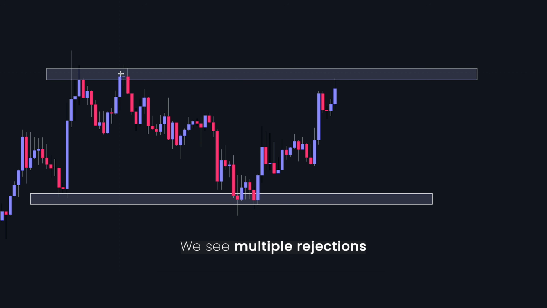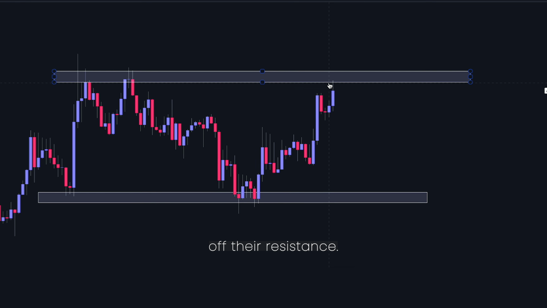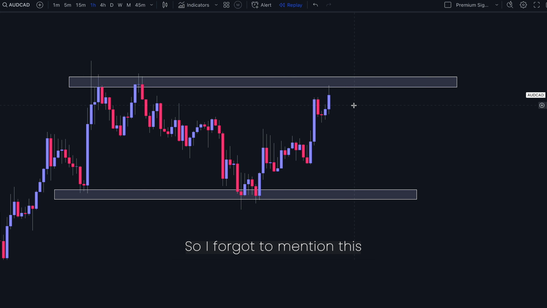We see multiple rejections of the resistance. The same goes over here. And now the price seems to be rejecting off the resistance. So I forgot to mention this in the beginning of the video, but basically when you draw your support and resistance zones, the more times the price touches the zone, the more reliable it is. It just simply shows that the level stood against the price, passing the test many times, and will continue to do so.